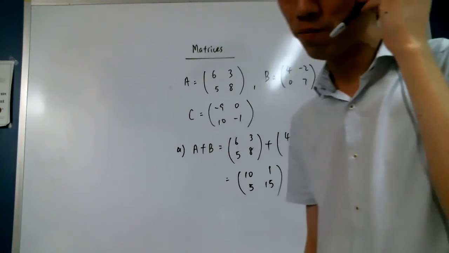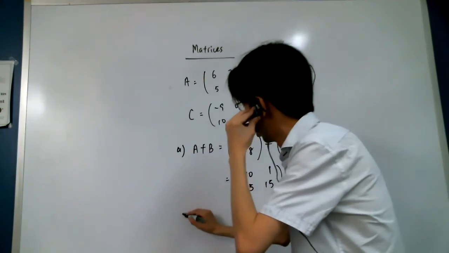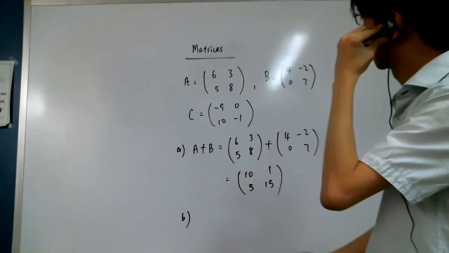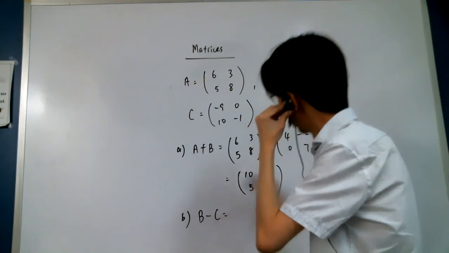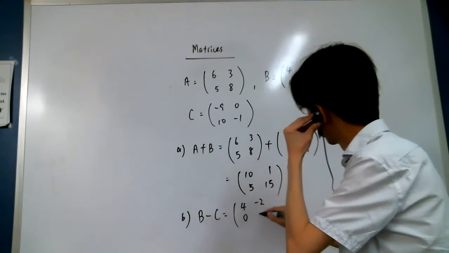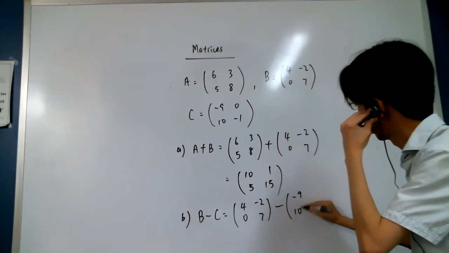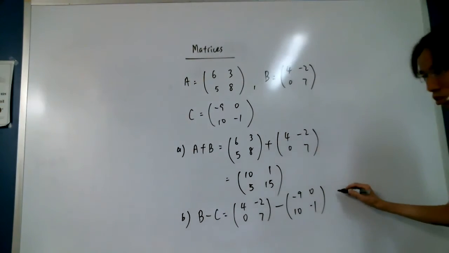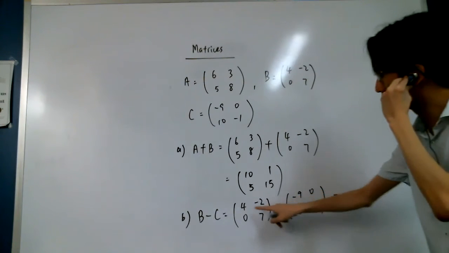Then part B, they ask you to perform the matrix subtraction between B and C. So B minus C, so you just write down 4, 0, minus 2, 7, minus 9, 10, 0, minus 1. So you subtract these two, you take the corresponding elements.